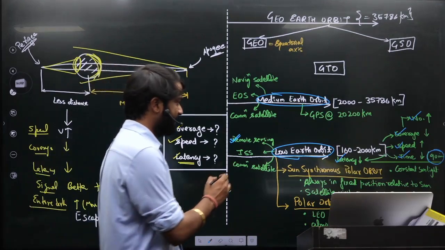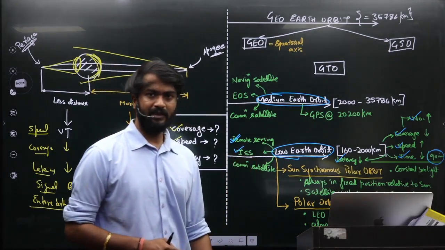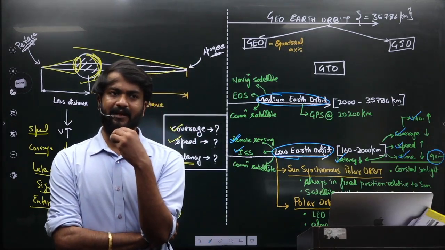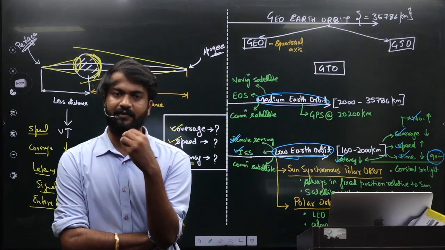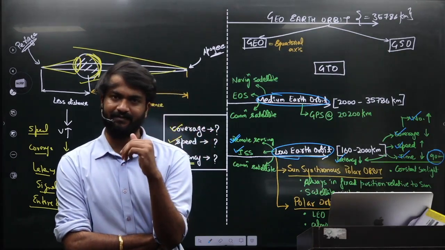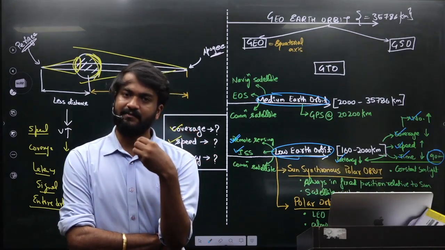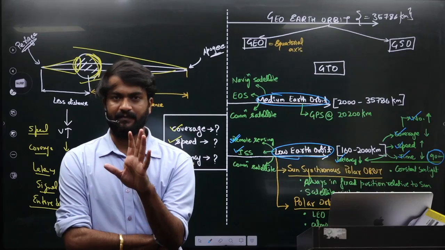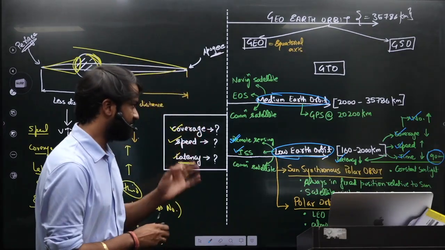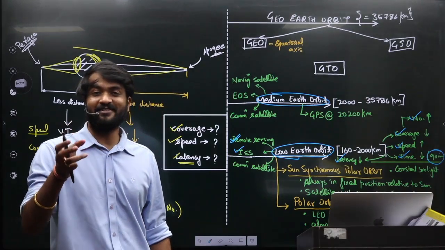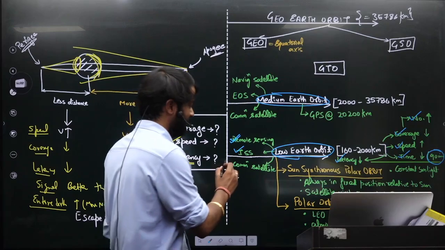Then we have the International Space Station. This is also placed in the low Earth orbit for a simple reason: if anything happens, or if you want to send something, bring something, or service the International Space Station, it is easier for us to do that. So the International Space Station is also placed in the low Earth orbit. Then some of the communication satellites are also placed in the low Earth orbit.